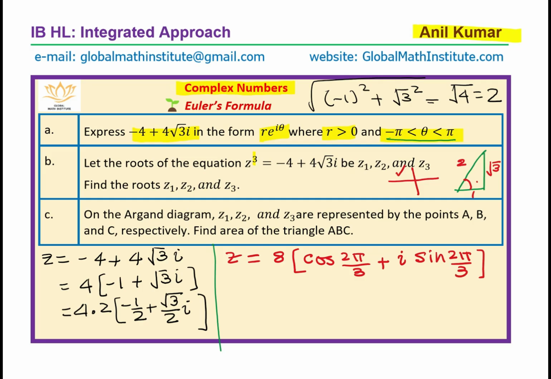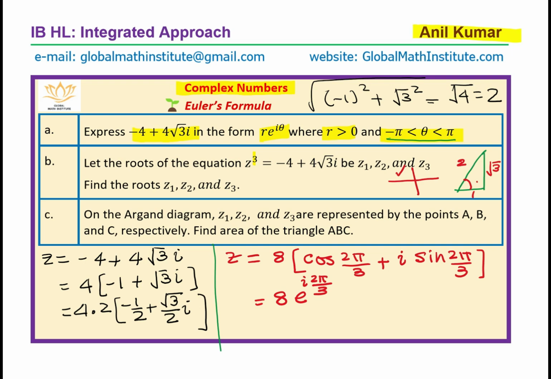Now, using Euler's formula, you could write this as 8e^(i2π/3), correct? So that's how we can represent -4 + 4√3i in terms of re^(iθ). Theta is 2π/3. So we've done the first part. I hope the steps are absolutely clear.